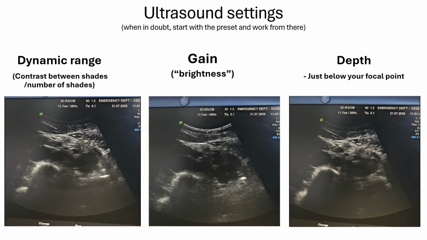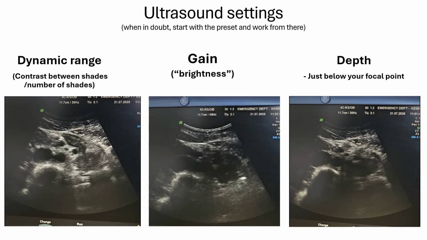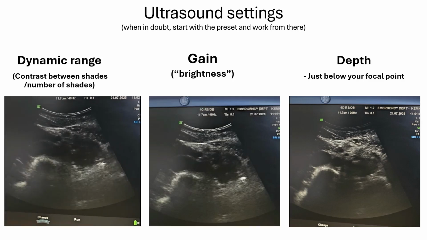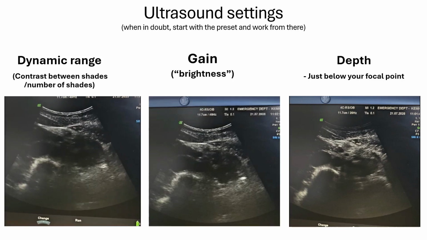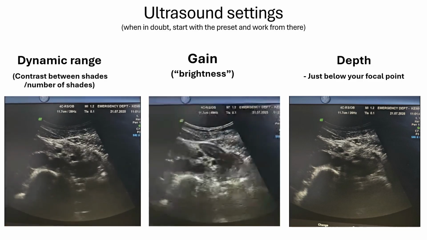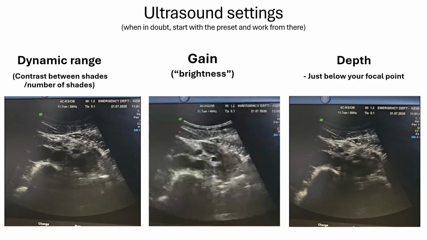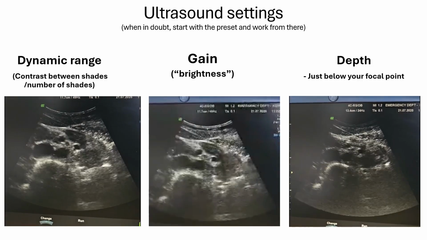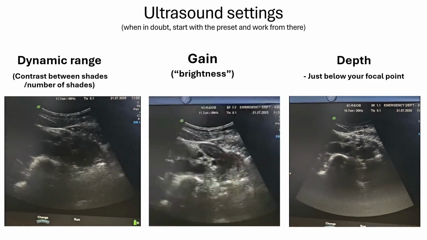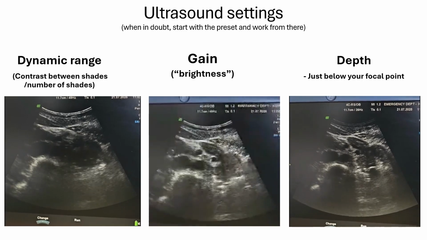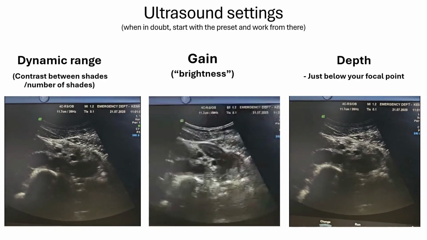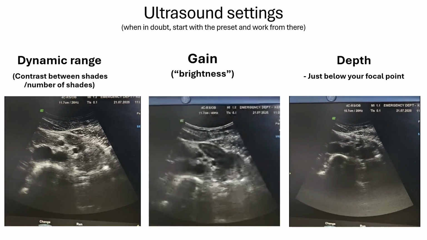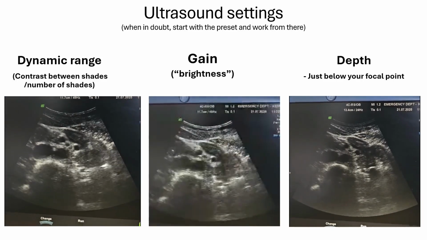You might also be interested in changing the dynamic range or gain of your image. These are some examples of changing dynamic range, gain, and depth. Dynamic range is essentially just the contrast between your shades of grey, or the number of shades. In this case, we're actually scanning a human aorta, and we can see that the dynamic range is going up and down, bringing the amount that we can see in that image up and down. As the dynamic range is greatly decreased, we lose the ability to distinguish between the vessel structures and the surrounding tissues.